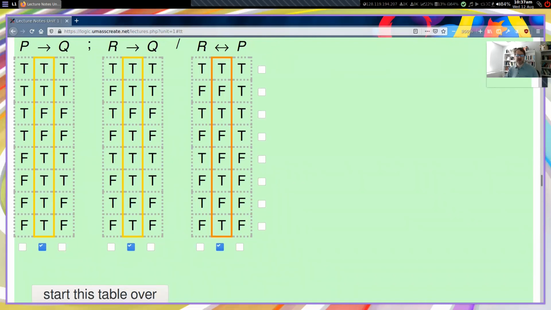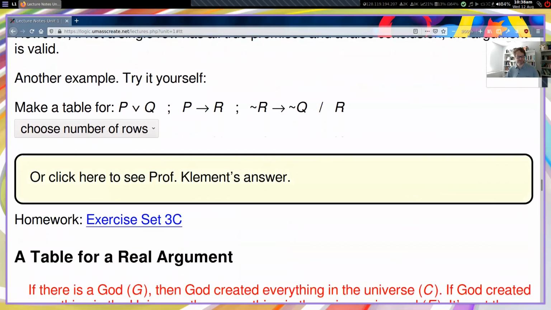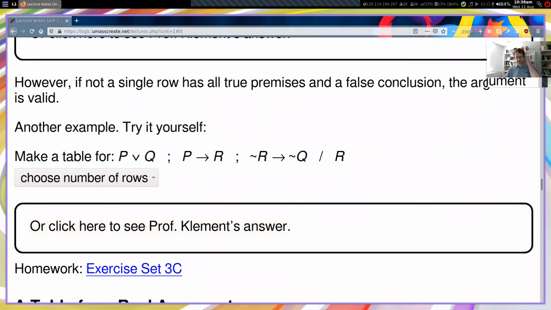However, if we went through every row and couldn't find a row where the premises are true and the conclusion is false, that would mean that the argument is valid. It's okay for a valid argument to have false premises, but it can't have true premises and a false conclusion. So let's do another one.